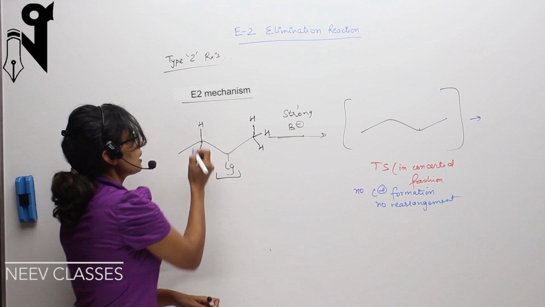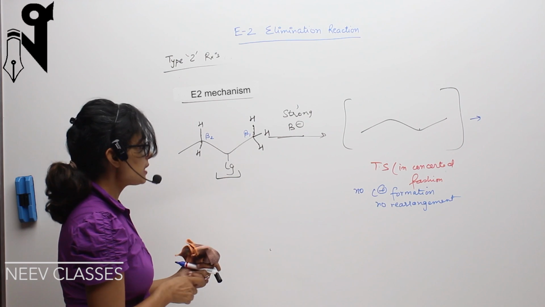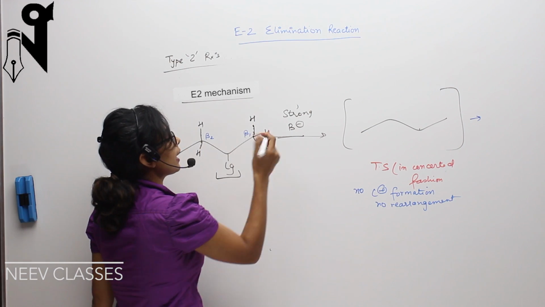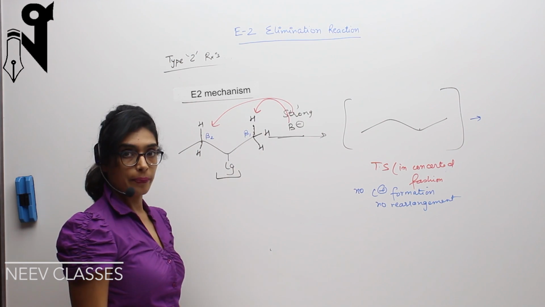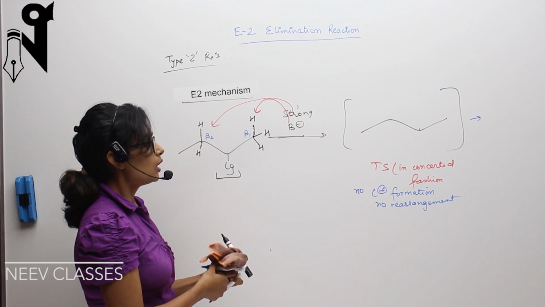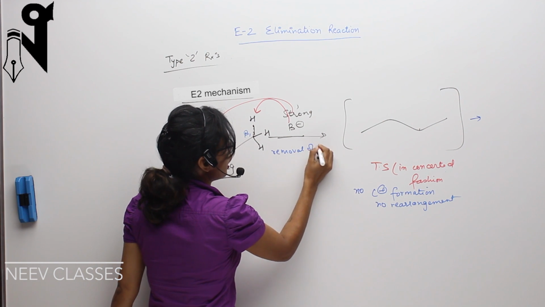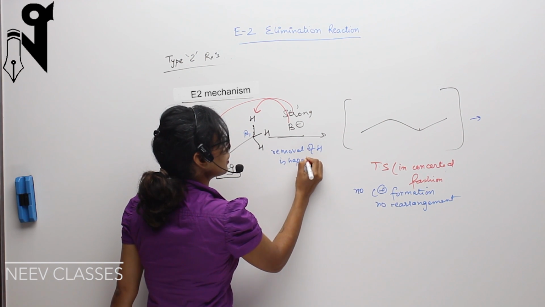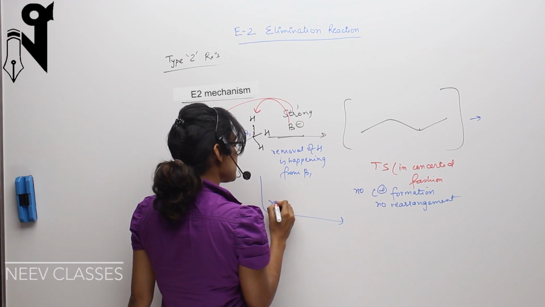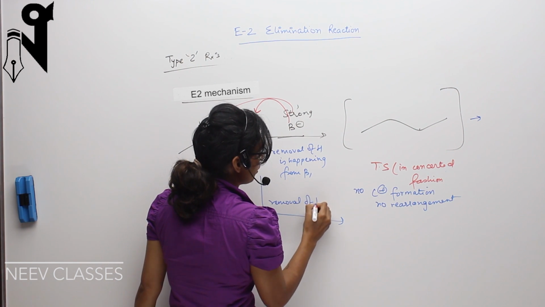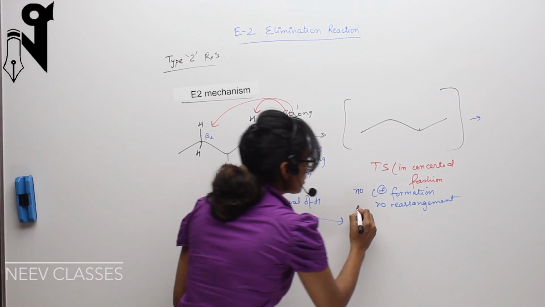Right? Now let's mark this as beta 2 and this as beta 1. So now when the base attacks, it has two probable positions where it can attack. It can attack on beta 1 to remove the hydrogen, or it can attack on beta 2 to remove the hydrogen. Let's see what the transition state will be if the removal of hydrogen is happening from beta 1, and then in the next step we will see removal of hydrogen from beta 2. Both the transition states we will see.